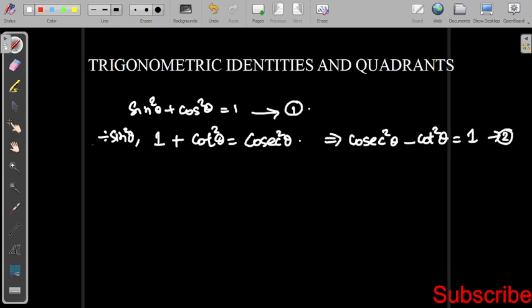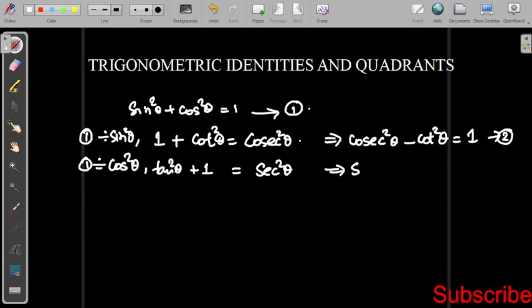Again, you have to divide equation 1 by cos square theta, so that you will get sine square by cos square, which is equal to tan square theta, plus cos square by cos square, which is 1. Equation 1 divided by cos square theta is equal to secant square theta. So from this you can write secant square theta minus tan square theta is equal to 1, which is the third identity. For writing these three identities, you must remember the first identity clearly, that is sine square plus cos square is equal to 1. So that's about the trigonometric identities.